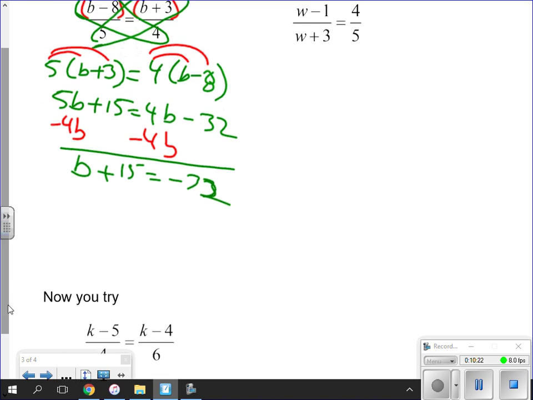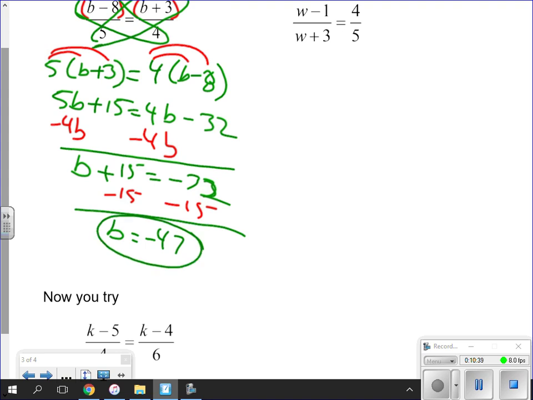What do I do next? Subtract 15 from both sides. And I end up with b equals, what was that? Negative 47. Thank you very much. Okay. A little bit more difficult because I have something other than just the variable in the numerator or denominator. A little bit more, but not really that much harder.